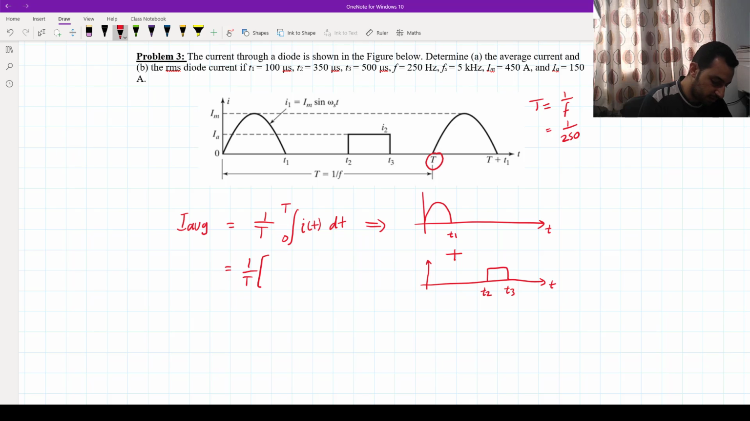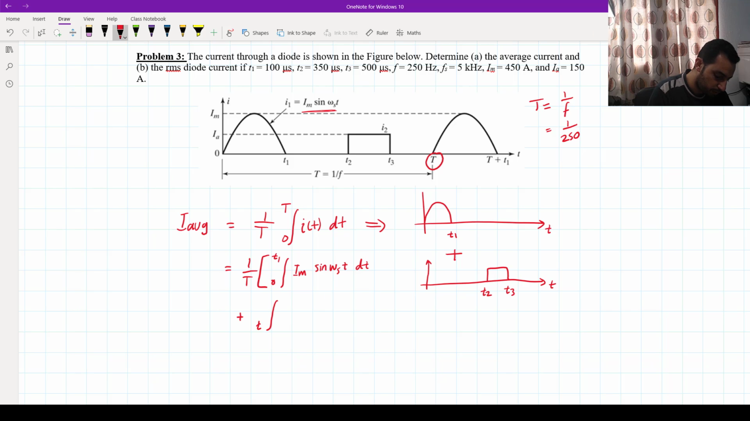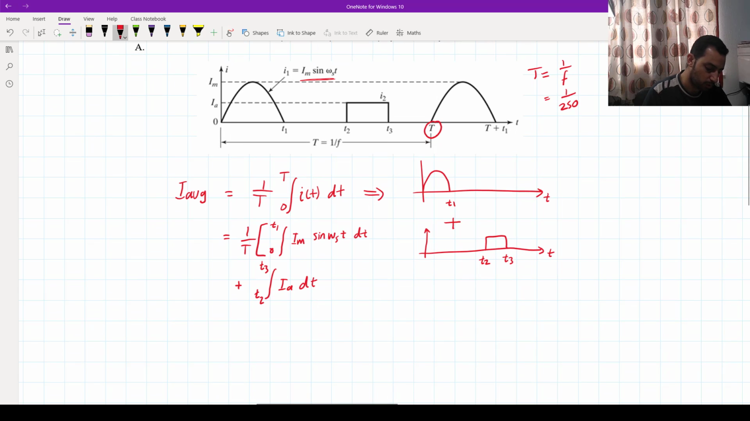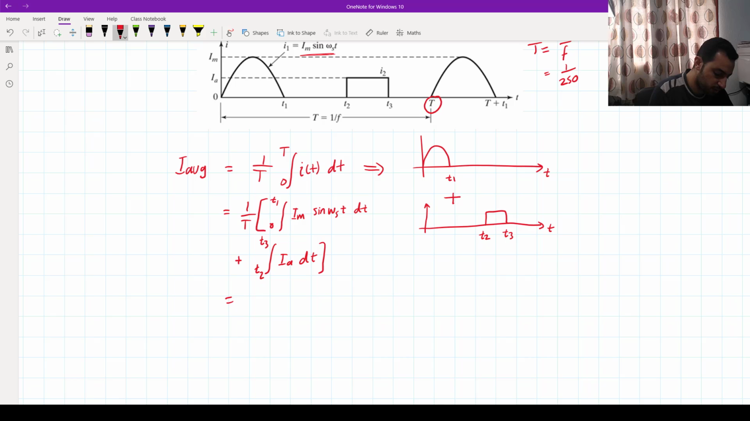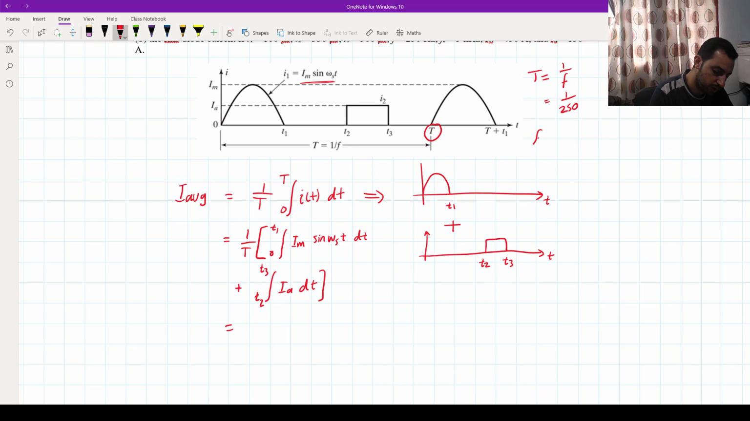Let's say now we have the integration from 0 to T1, and the function from 0 to T1 is already given here as I max sine omega s t dt. There is 0 here, so we will not integrate it, and we have this portion here, which is another integration from T2 to T3, and the function here is just a constant, which is IA dt. All of that is multiplied by 1 over T. All right, so now let's substitute some values. We have 1 over T, because the frequency equals 1 over T, so we can take 1 over T as the value of the frequency, which is 250.